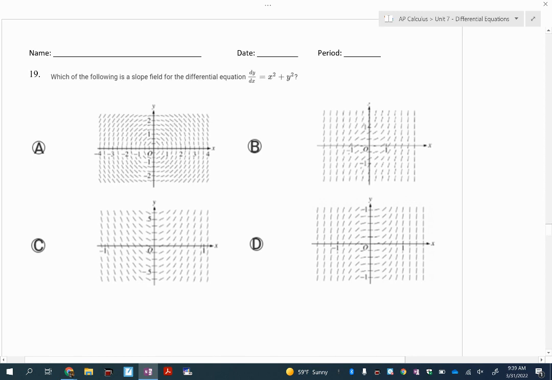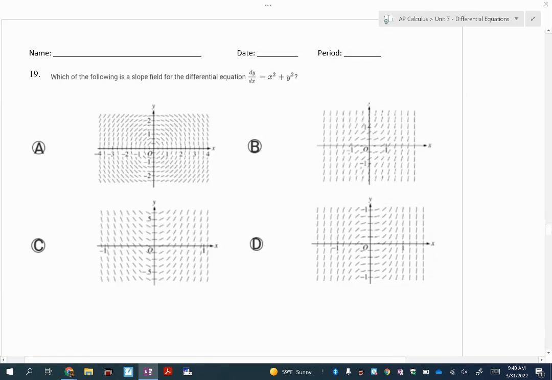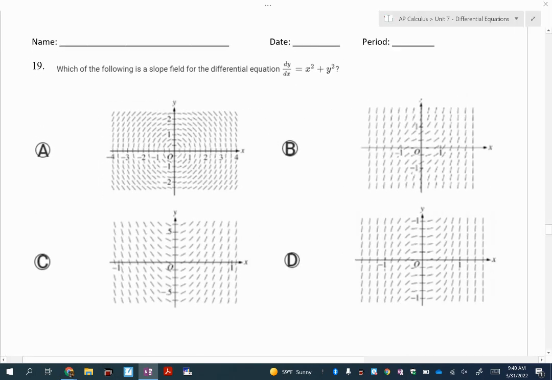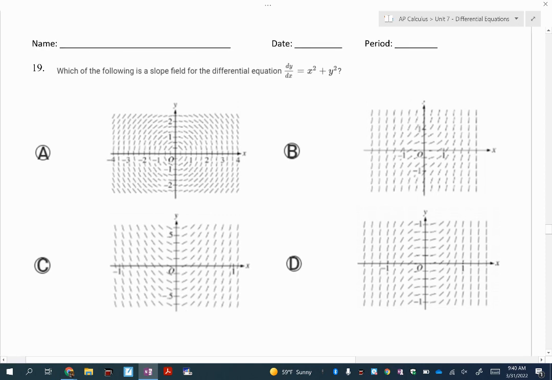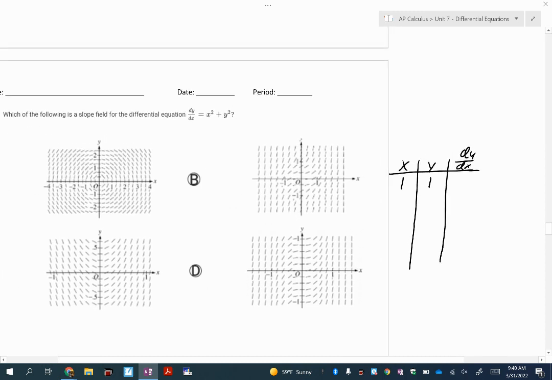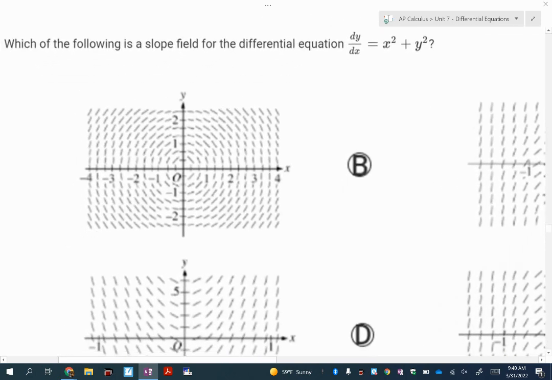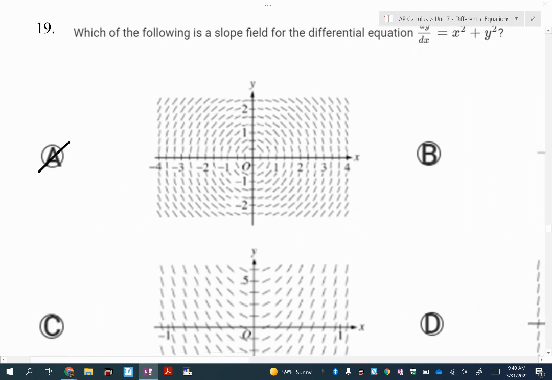All right, now let's do some stuff that we did in our slope field activity in class, where I'm going to plug in some values here. I'm trying to match up the slope field for this differential equation. And you know me, I like to do a table. I just like to do x, y, and the value of dy/dx. So I'm going to start with 1, 1. 1 squared plus 1 squared is 2. So I'm zooming in on 1, 1, hoping to see a slope of 2. This one does not have a slope of 2. It looks like a negative slope, so it's not A.